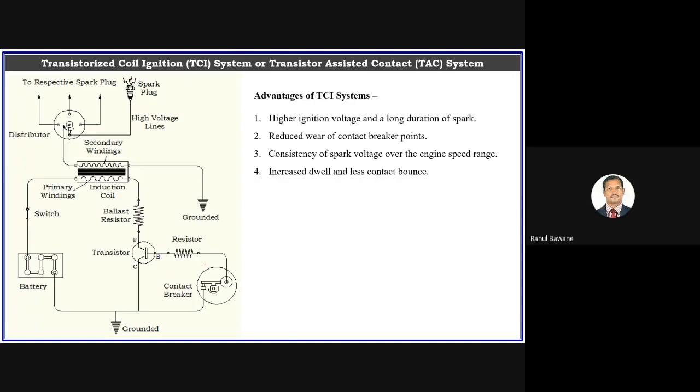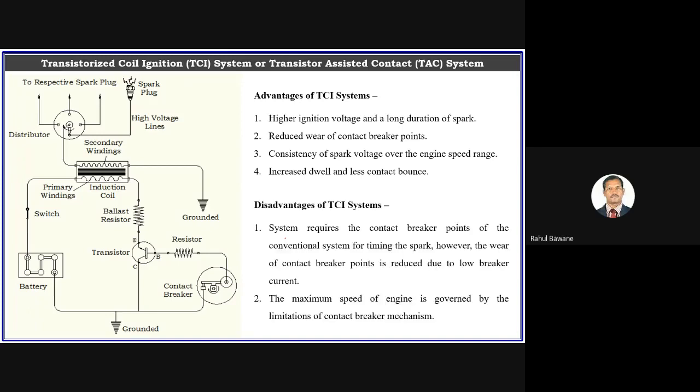Now it has some advantages. High ignition voltage and a long duration of spark are produced. Reduced wear of the contact breaker point, as I explained. Consistency of spark voltage over the engine speed range. So it accurately maintains the spark voltage throughout the engine speed, whether your engine is running at low speed or high speed, but it remains consistent. Increased dwell and less contact bounce. So in this system, we can increase the dwell period, and due to that, we have less contact bounce.